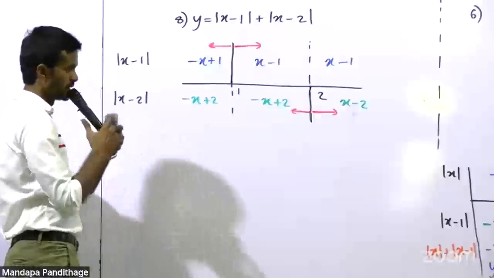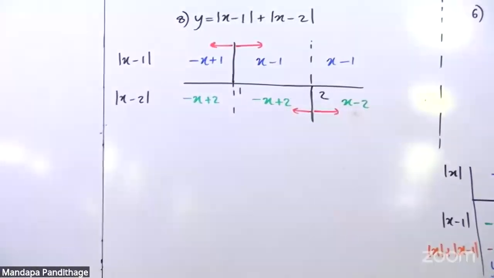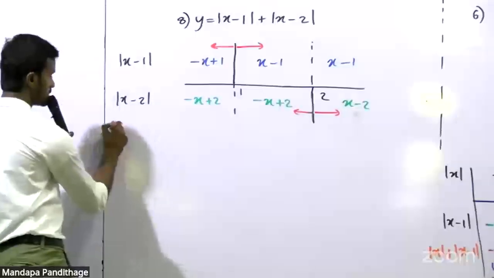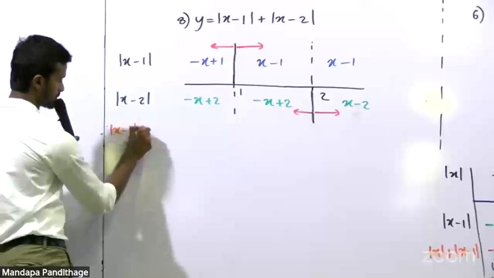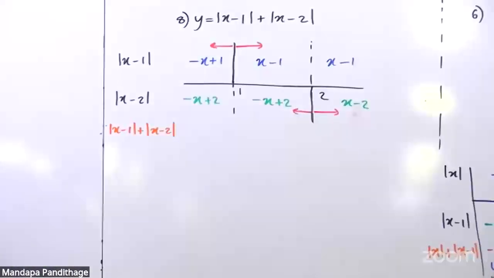But I told you what we want is not x minus 1 or x minus 2 moduli separately. We want the addition of these two. So if you consider modulus x minus 1 plus modulus x minus 2, what do you get?